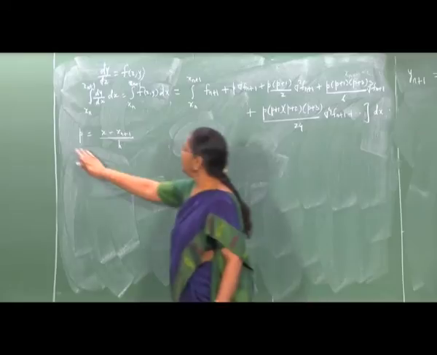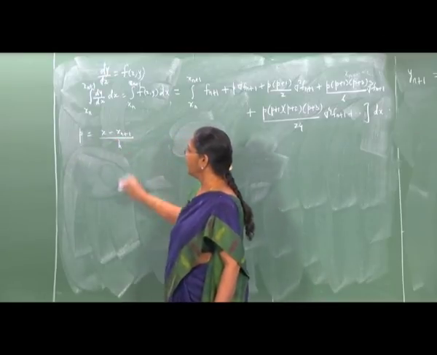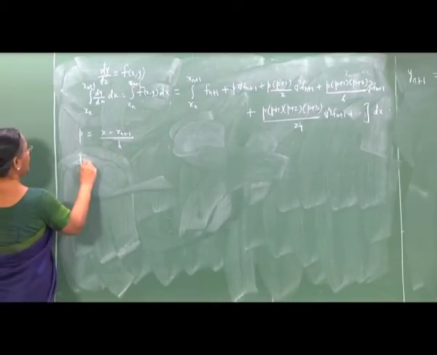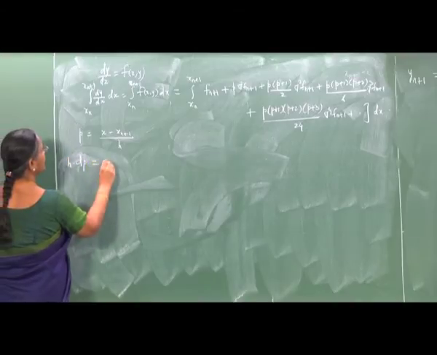Here P is x minus xn plus 1 by h. This gives you dP into h is dx.